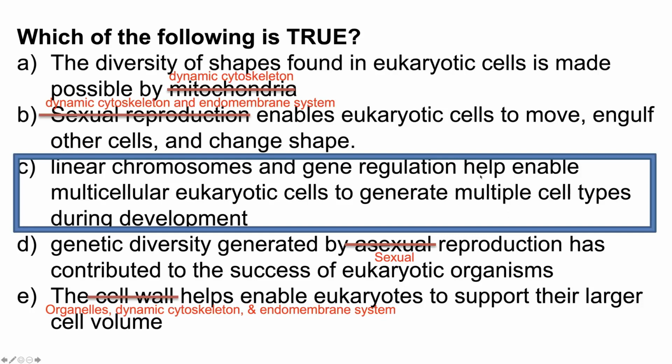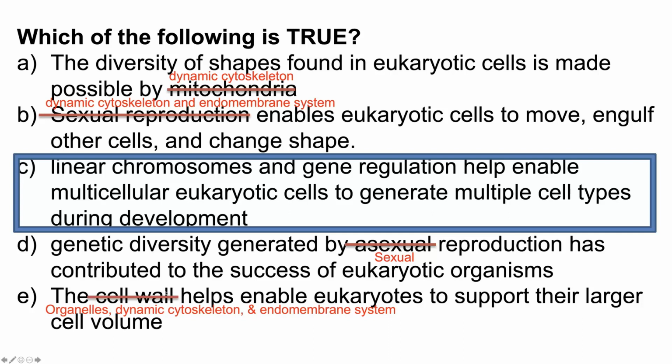A is wrong because the diversity of shapes is thanks to the dynamic cytoskeleton and the ability of the cytoskeleton to move around. When we're talking about the ability of eukaryotic cells to move, engulf other cells, and change shape, we're talking about the dynamic cytoskeleton and the endomembrane system and that system of internal organization that's unique to the eukaryotes. D is false because genetic diversity is generated by sexual reproduction in eukaryotes. Although eukaryotes can reproduce asexually, asexual reproduction does not produce a lot of genetic diversity. It basically creates genetic clones.